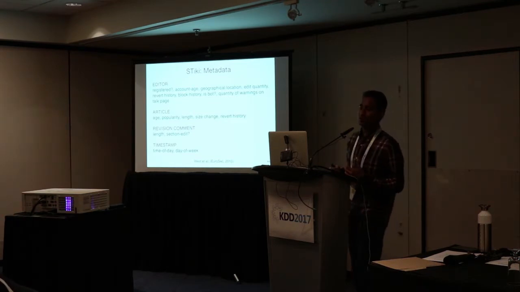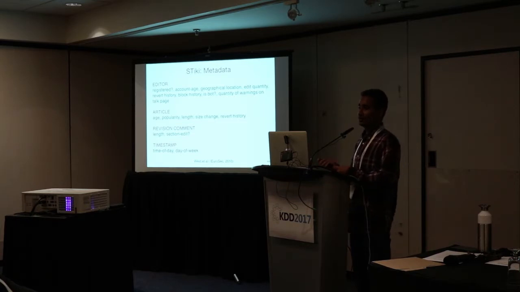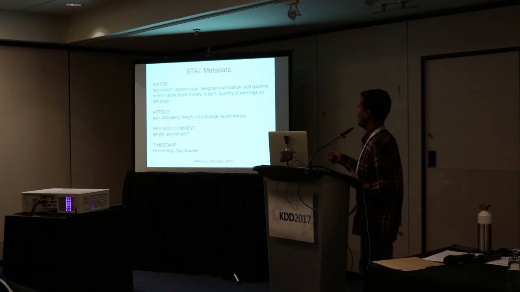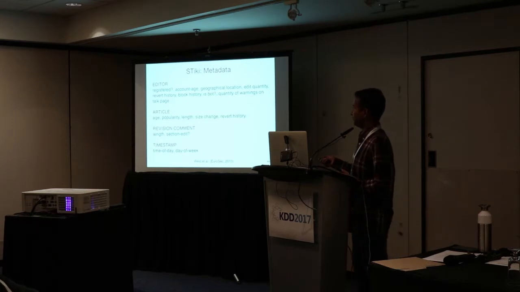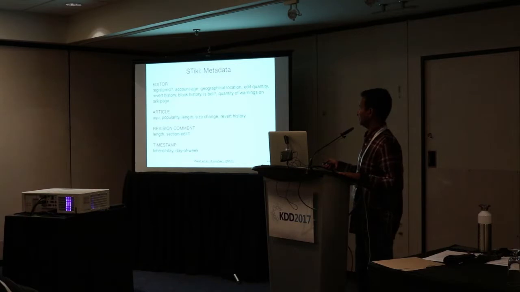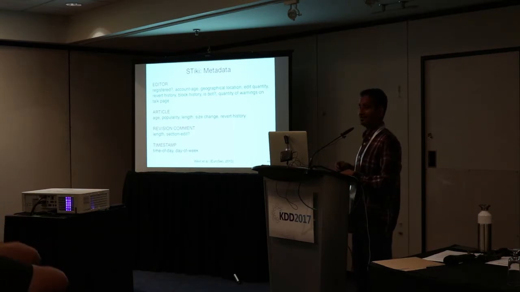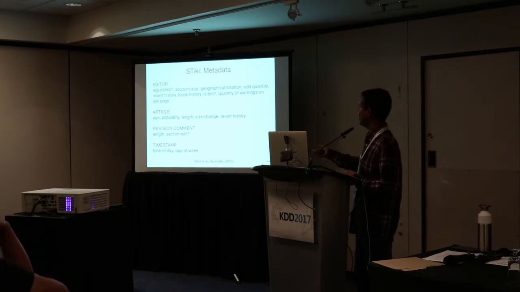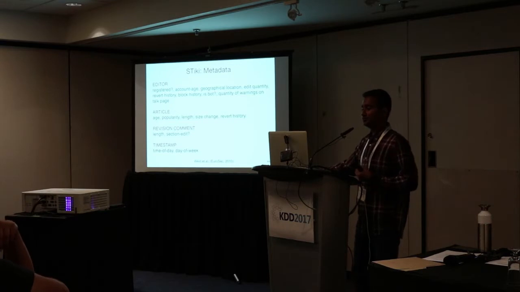is a tool that is available to trusted Wikipedia volunteers, that uses different features to give a score to each particular edit. It uses editor features like whether the account is registered or not, how old the account is, what its location is, how many edits it has made in the past, and so on. It uses article features like how old the article is, its popularity, its length, and so on. It also uses revision comments, and the timestamps of the edit being made. And based on all of these four different categories, Stiki gives a score to each particular edit.